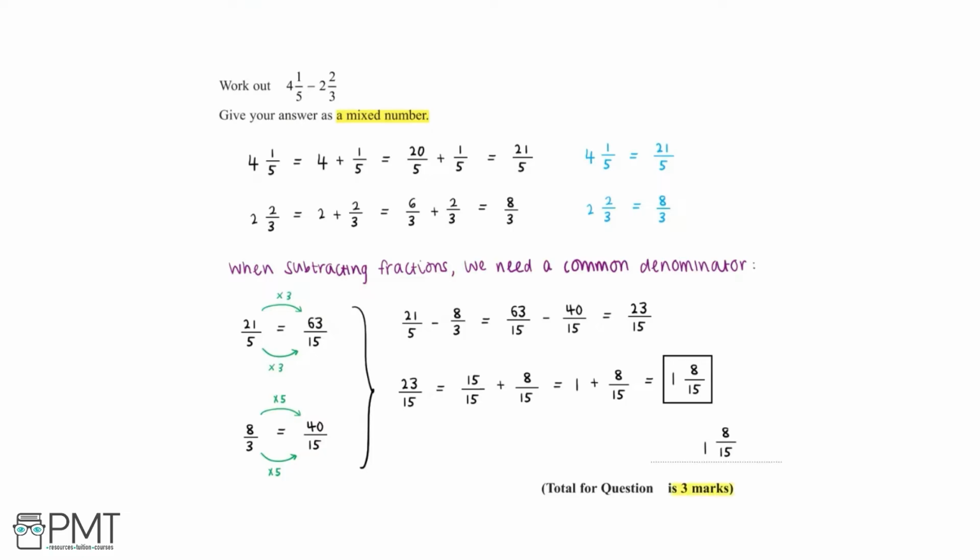Now this question is worth 3 marks. We get the first mark for converting the original mixed numbers into improper fractions. We get the second mark for finding 21/5 take away 8/3 by making these fractions have a common denominator, and for therefore finding that 21/5 take away 8/3 is equal to 23/15. And we get the third and final mark for converting 23/15 into a mixed number, and for therefore correctly finding that 4 1/5 take away 2 2/3 is equal to 1 and 8/15. Allowing us to get the full 3 marks needed in this question.